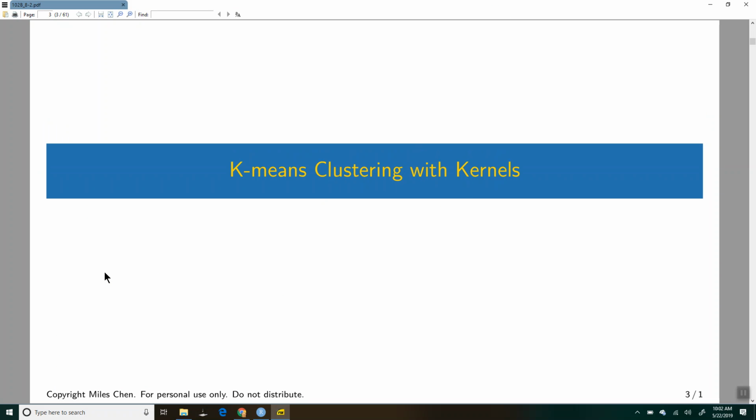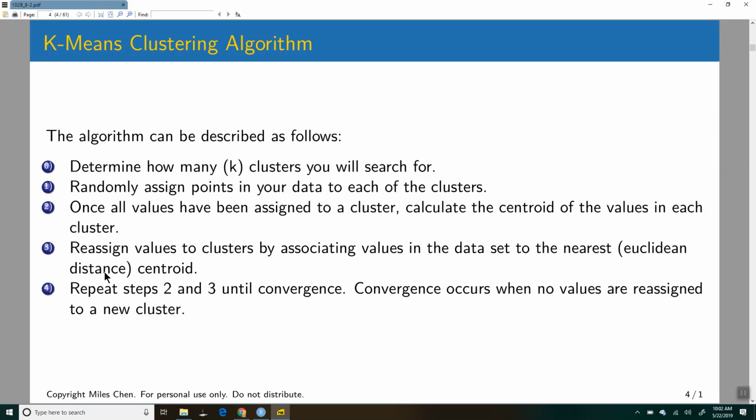Okay, so this is what we'll take a look at. We're still looking at K-means clustering, except now we're going to use kernel functions. Let's review K-means clustering. K-means clustering, and all clustering, is an unsupervised method, so there are no true or target labels that you are trying to guess. You are just searching for structure. You're trying to group similar objects together and keep different objects different.